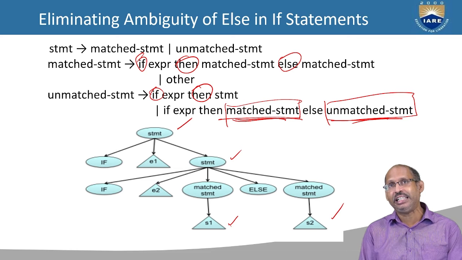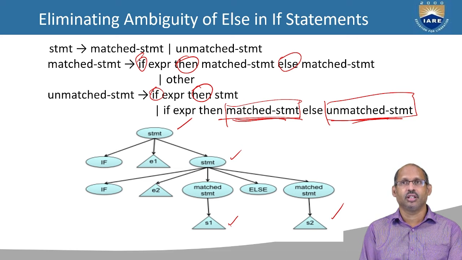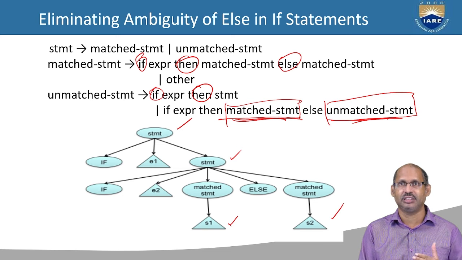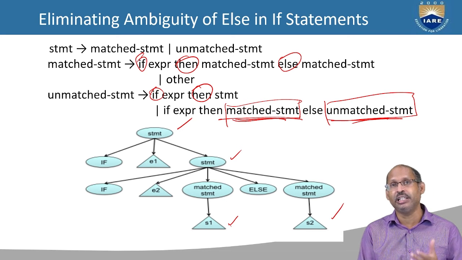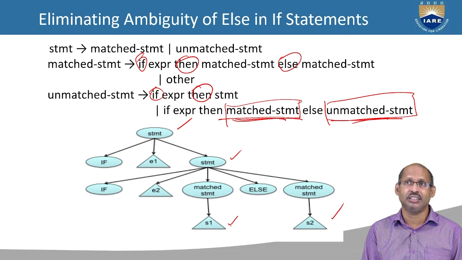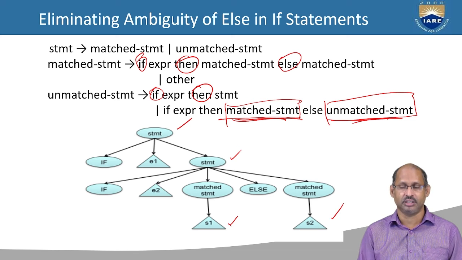So by rewriting the statements, we are eliminating the ambiguity in the grammar. We are adding two terms, matched statement and unmatched statement. By including these two new terms, we are eliminating the ambiguity in the else in if statements.